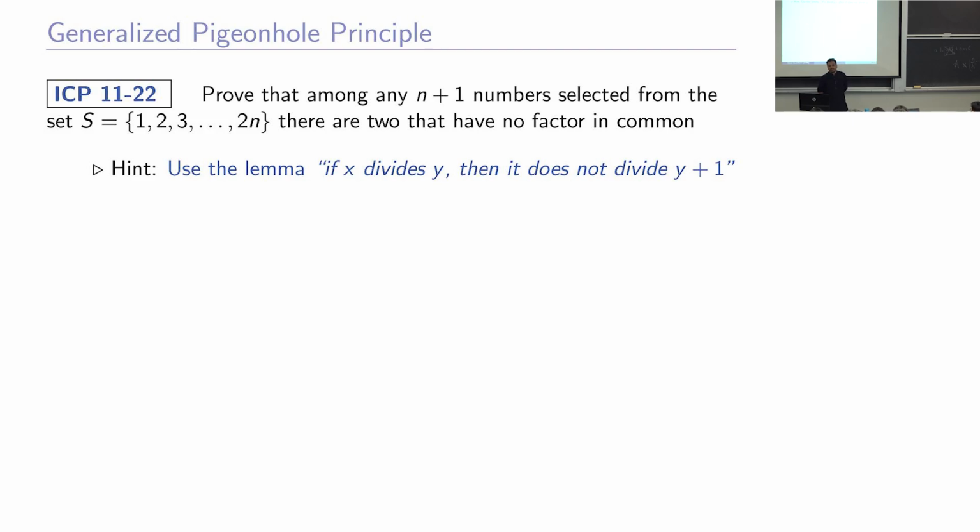Why will they be relatively prime? We saw this lemma in the proofs time, that if a number x bigger than 1 divides y, then it does not divide y plus 1, because that would mean it divides y and y plus 1, so it divides 1. No numbers bigger than 1 divide 1. So essentially the statement is saying that if you have 1 to 2n and you choose n plus 1 numbers, you must choose 2 consecutive.